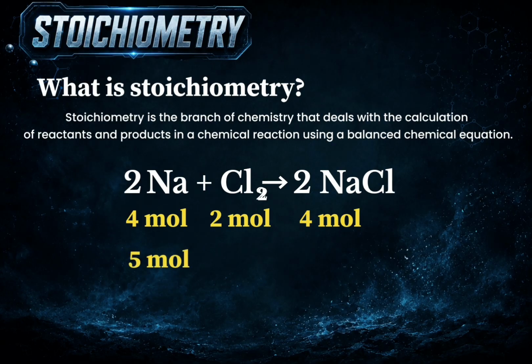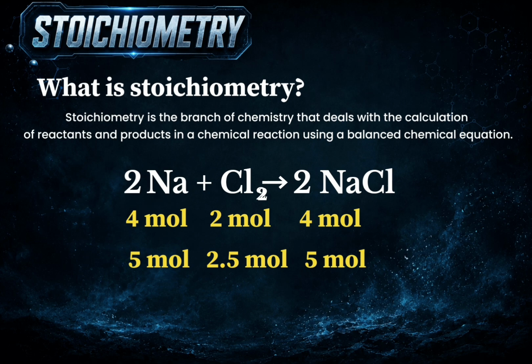If we take 5 moles of sodium, then since the ratio of sodium to chlorine is 2:1, we will need 2.5 moles of Cl2. And since the ratio to NaCl is 2:2, 5 moles of Na will produce 5 moles of NaCl.